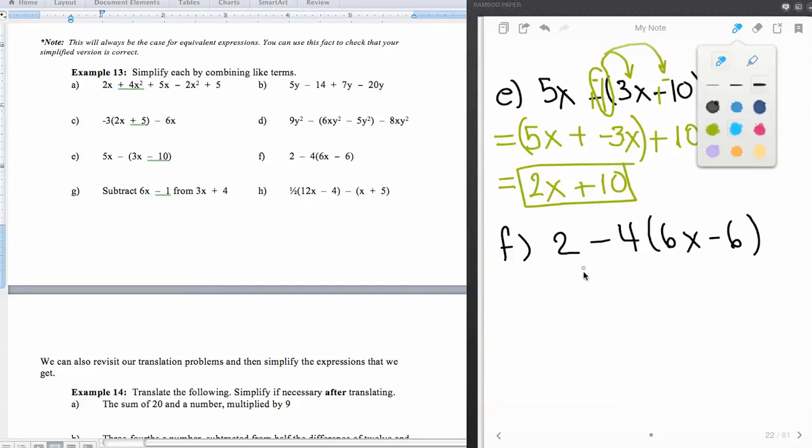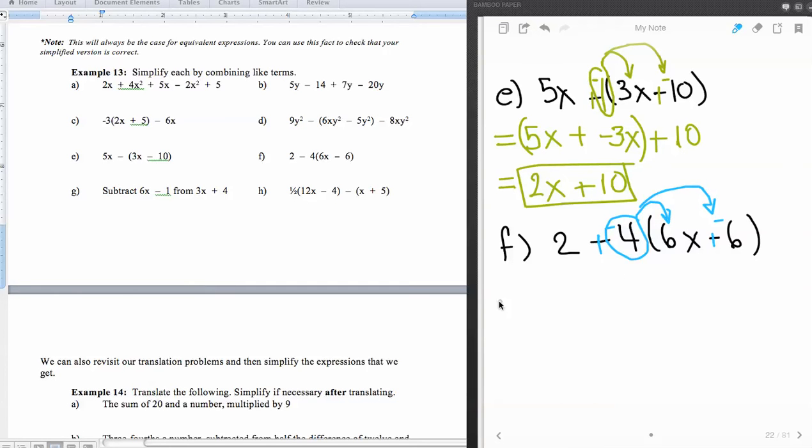All right, now on the next one, what I have is plus a negative here, and then plus a negative there. So always changing it to addition. Remember, that was my advice for your simplification process. And then we're going to distribute that through the parentheses. So this says 2 plus negative times a positive is a negative 4 times 6 is 24 times my x, plus negative times a negative is a positive 4 times 6 is 24.